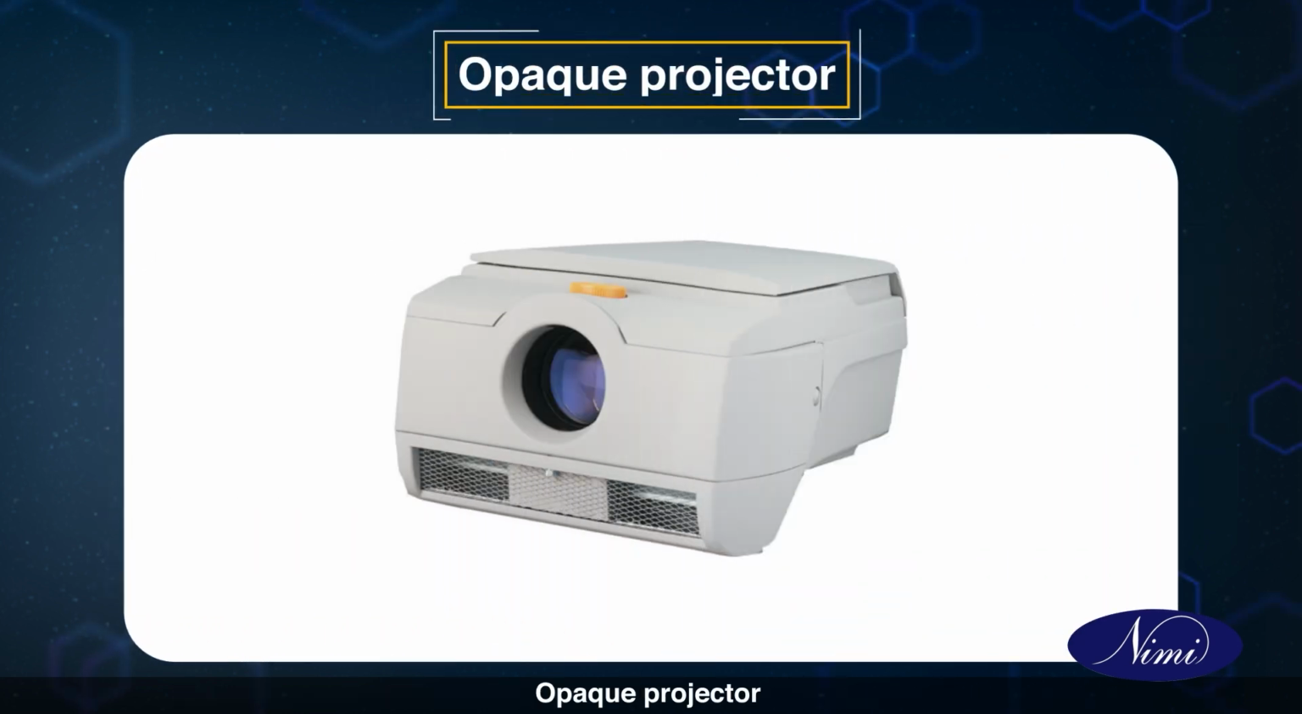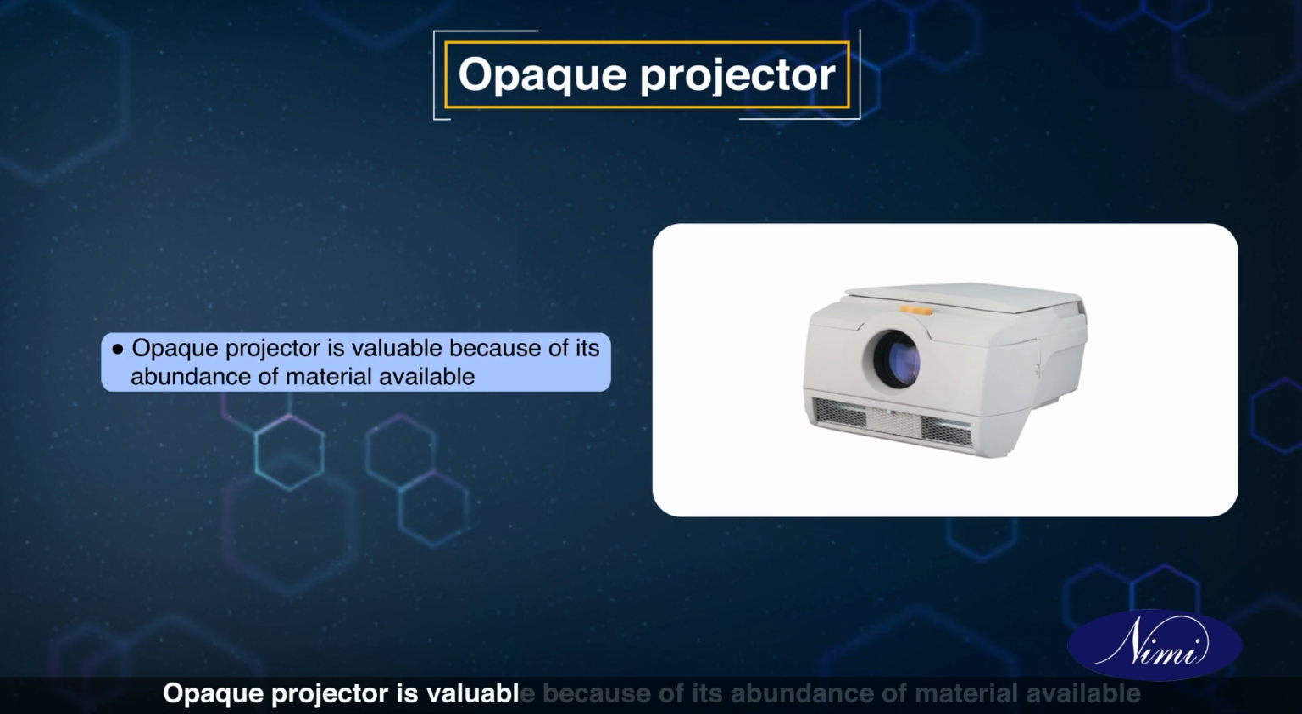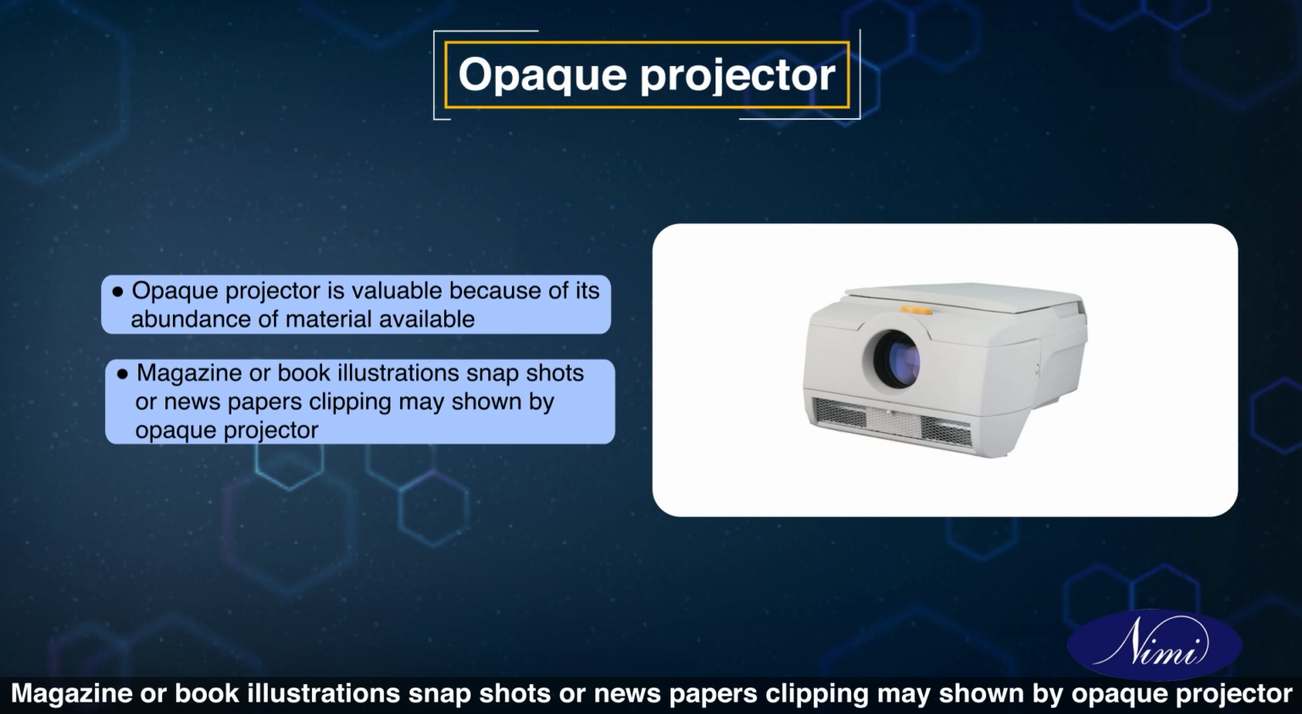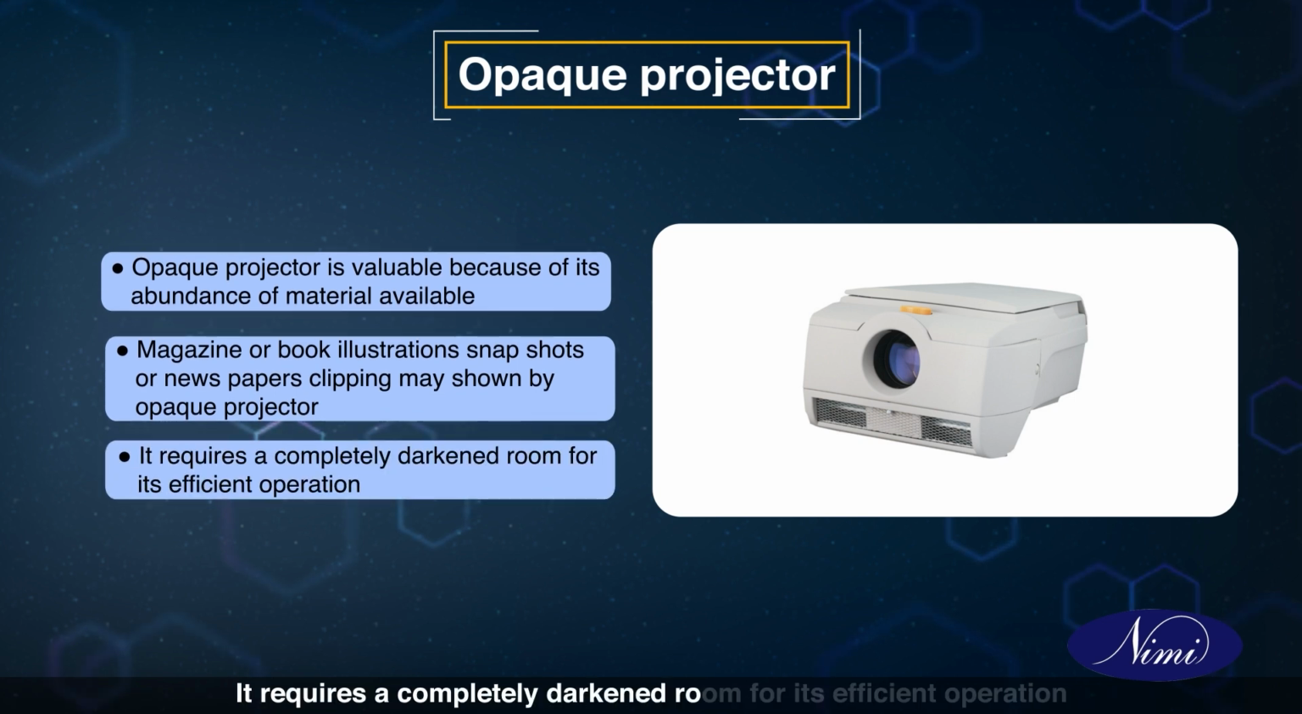Opaque projector. The opaque projector is valuable because of the abundance of material available. Magazine or book illustrations, snapshots, or newspaper clippings may be shown by the opaque projector. It requires a completely darkened room for its efficient operation.